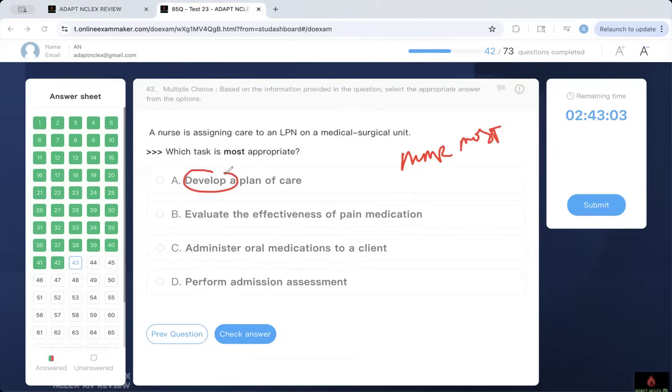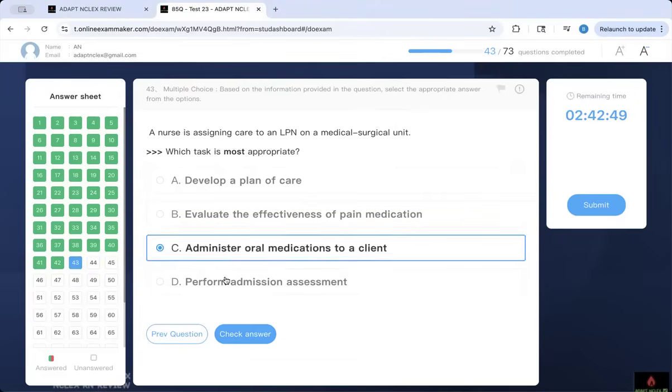Developing plan, RN job. Evaluation. They can what? Monitor, but they don't evaluate. They can give gross medication. They cannot perform admission assessment. Therefore, this is your right answer.